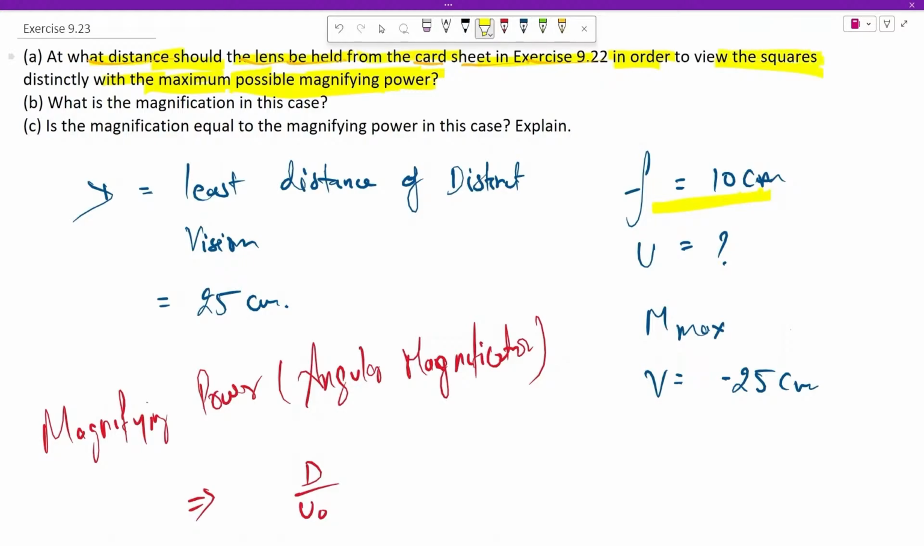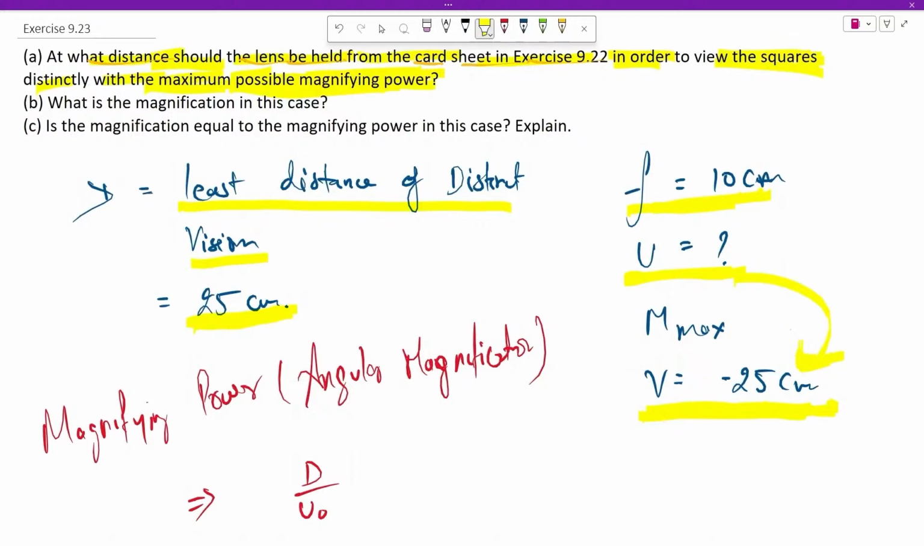So for the squares to be visible distinctly, the image should form at the least distance of distinct vision, that is 25 centimeter away from the eye. So we can deduce that v should be equal to minus 25 centimeter. That is, the final image should be at least 25 centimeter away from the eyes. Now we have got the value of v, and we have the value of f. Now we have to find the value of u such that this case is met.